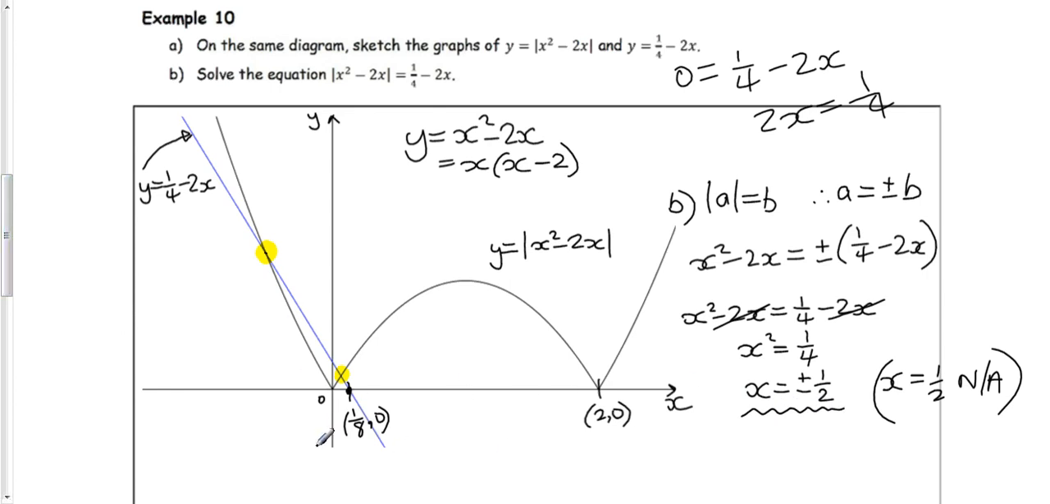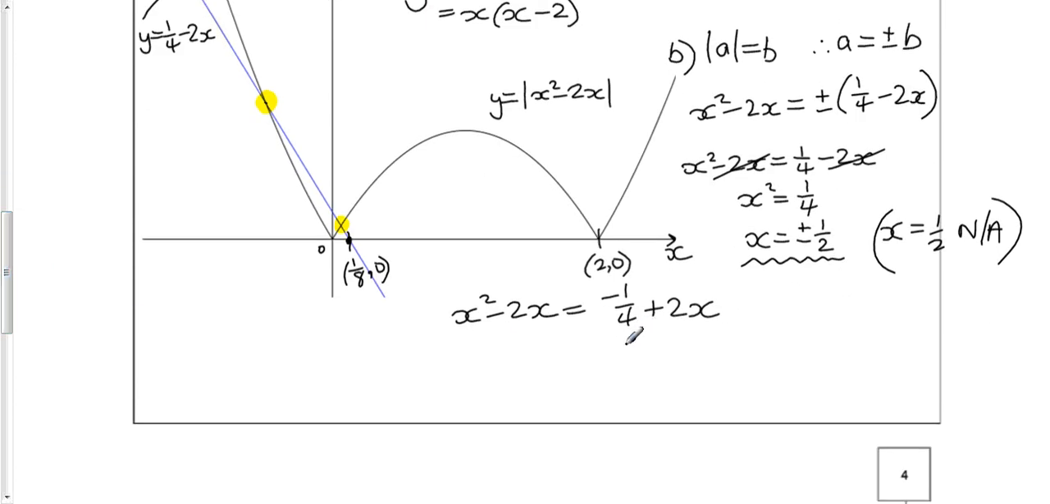So let's go back. We have x squared minus 2x, this time minus the right-hand side. So that's minus a quarter. So minus 1 times a quarter, and minus times minus 2x is plus 2x. Let's solve this. We get a quadratic equation, x squared minus 4x plus a quarter equals 0. Let's put that into the quadratic formula because it doesn't look like it's going to factorize.